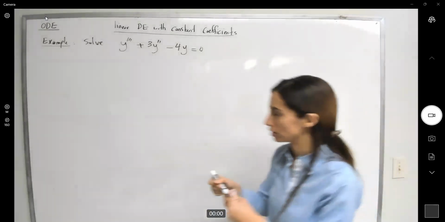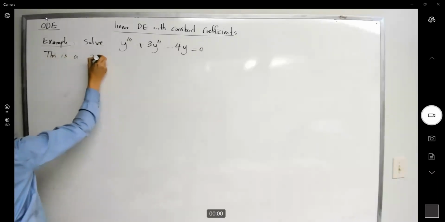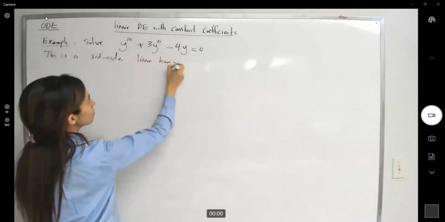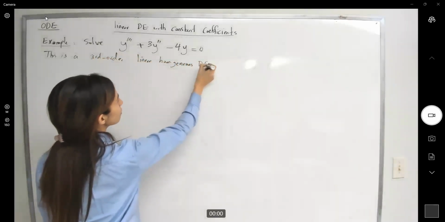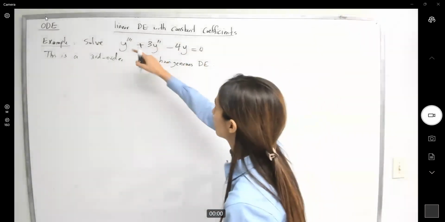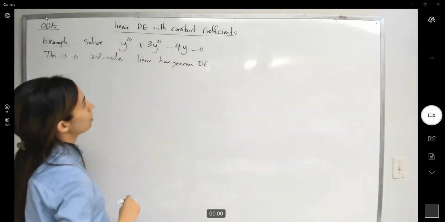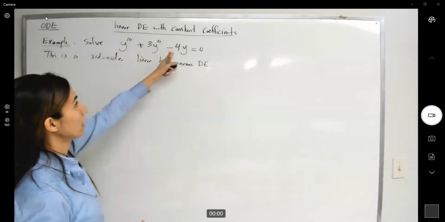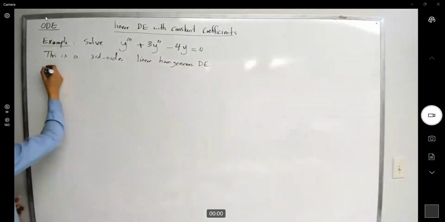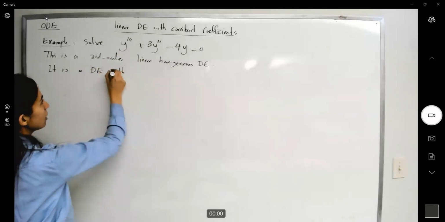I have a third order linear homogeneous differential equation. Do I have constant coefficients? Well, take a look at this. Here you have 1 as the coefficient of the third derivative of y, 3 as the coefficient of the second derivative of y, and you have just a number as the coefficient of y, and on the right hand side you have 0. So it is a differential equation with constant coefficients.